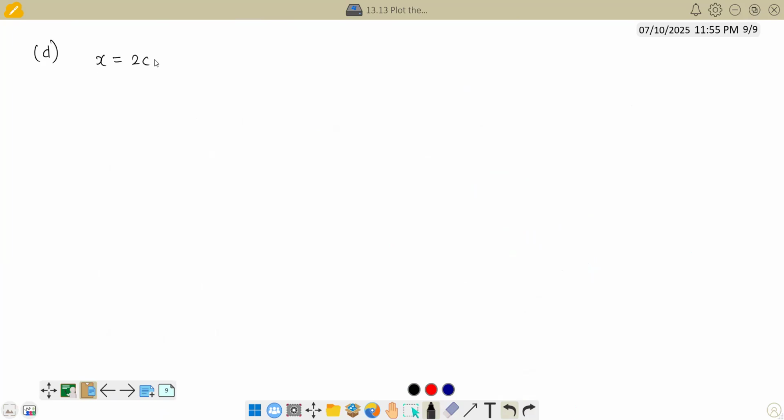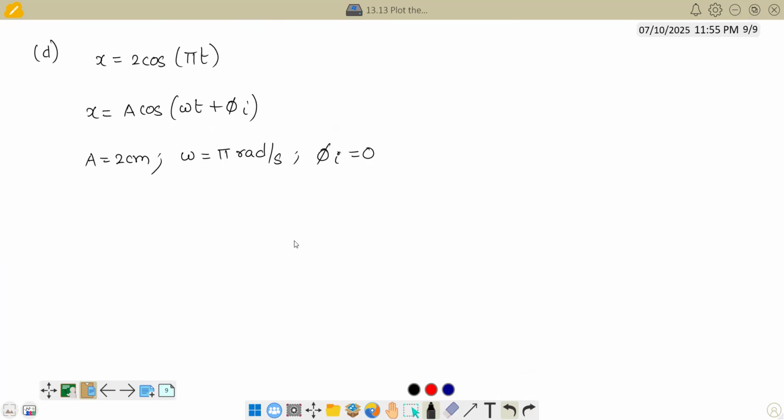x equals 2 cos pi t. This is cos, no issue. Compare with the standard equation x equals a cos(omega t plus phi initial). If we compare it, you are getting a equals 2 centimeters, omega equals pi radian per second, and initial phase we are getting as 0. That means the particle is exactly at the starting position only.